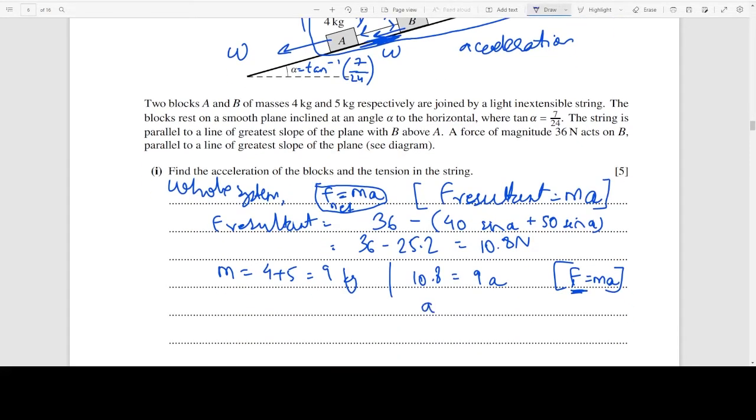So a is 1.2 meter per second squared, and yes, a is going to be the same for both, because both of them are being carried by the same string. So B moves just as much as A does, so their velocities, their acceleration, and the displacement all are going to be the same.